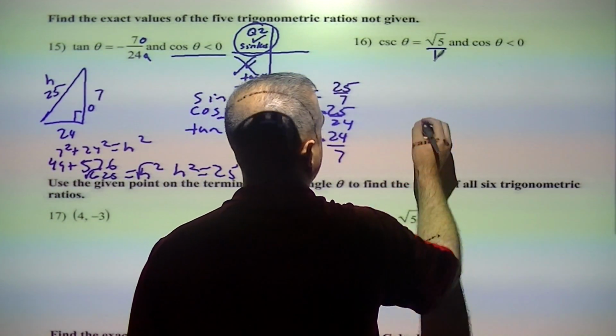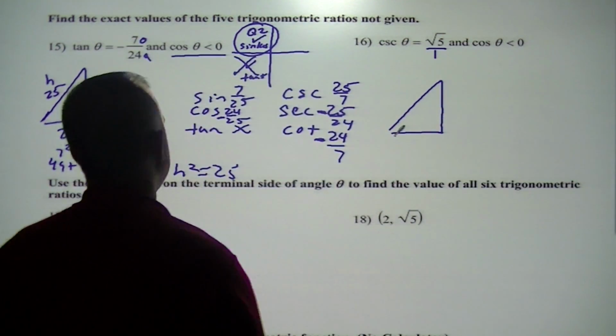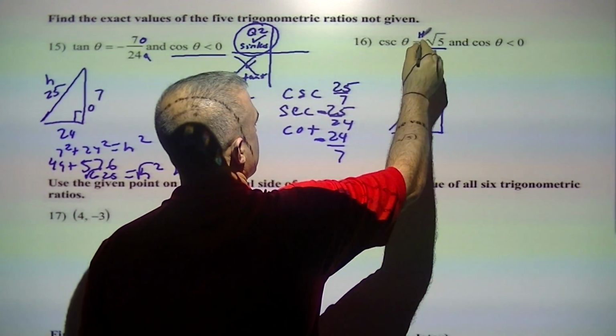All right, this one. What I would do is put a 1 to help me here. So cosecant is hypotenuse over opposite.